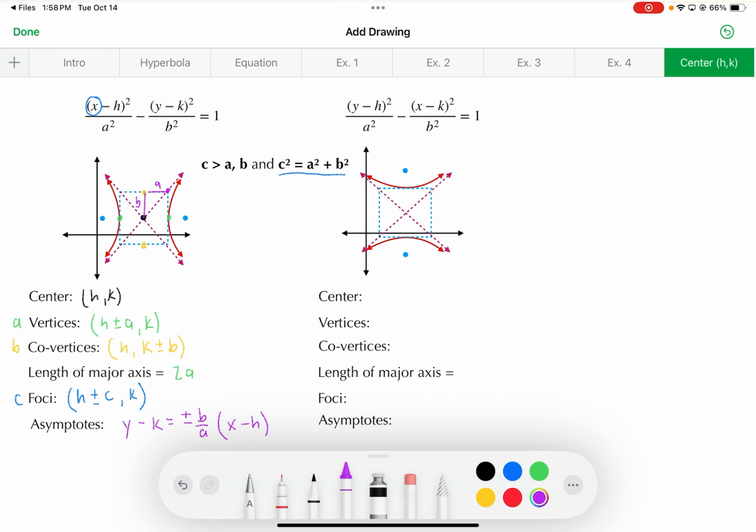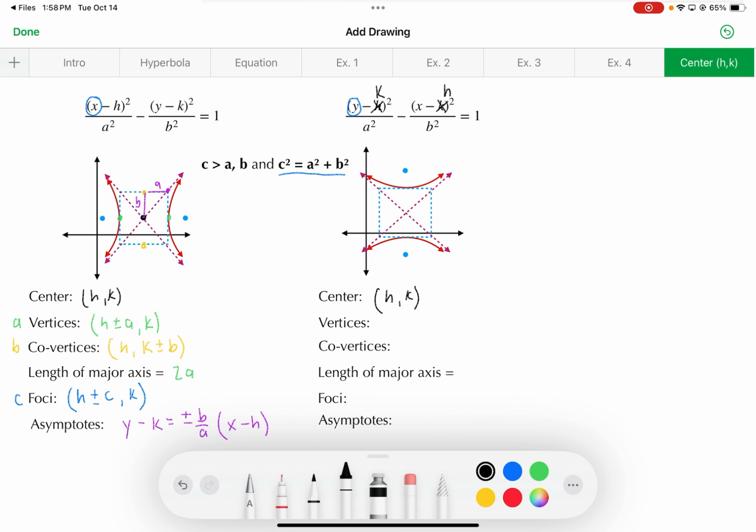All right, the equation on the right-hand side, I've switched the position of x and y. So now I see y is in the first numerator before subtraction. That tells me we open up and down. My center is going to be at (h, k). Now I think I got a typo here. I meant for that to be k and that to be h. Is everybody okay with that? All right, so change that for me.